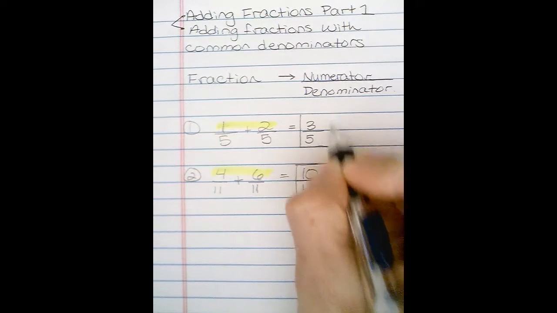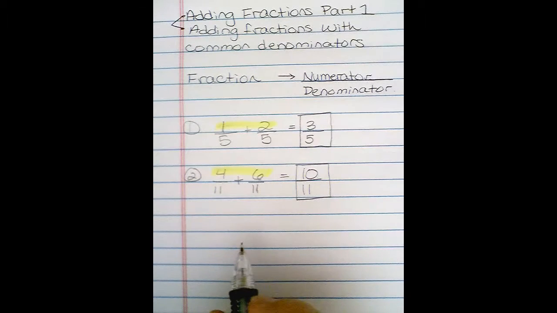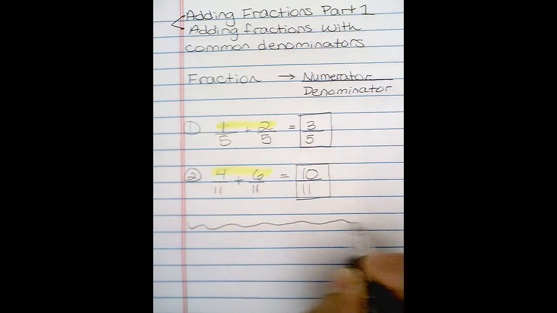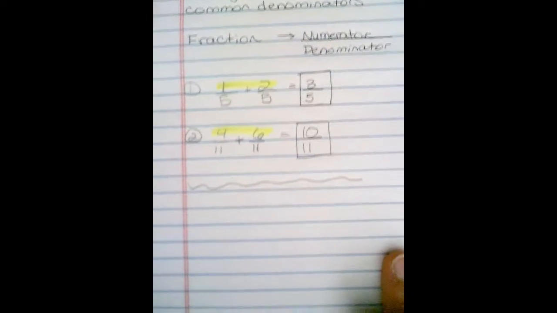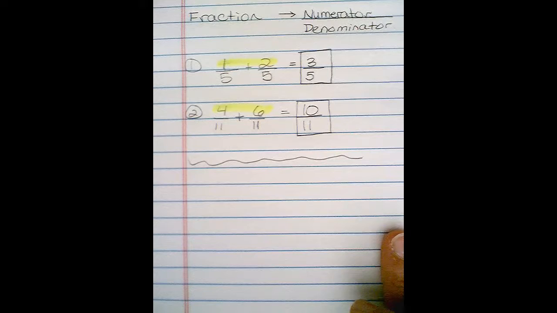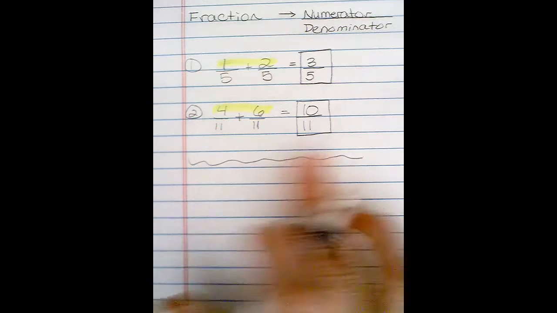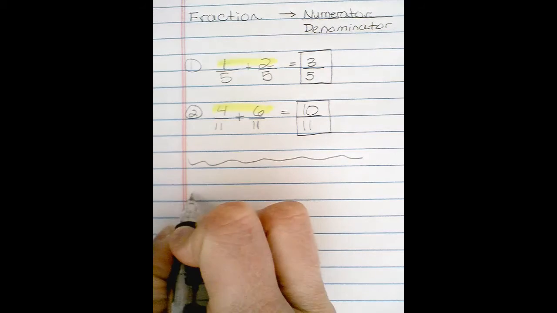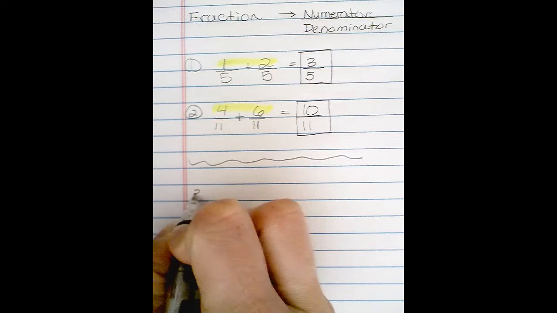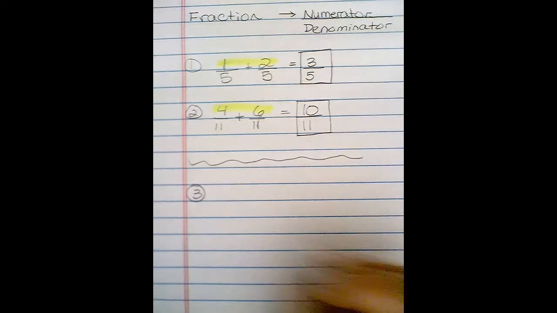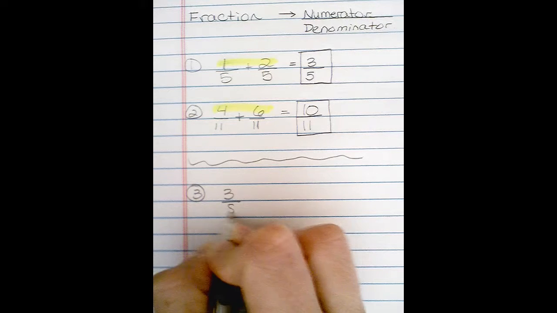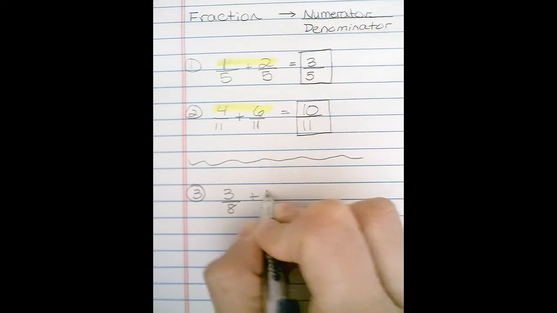Okay, so in some cases, the problems might get just a little bit more work. Alright, it's going to be completely the same structure, but there will be one more step that is included. Alright, problem number 3. We are going to add 3/8 plus 3/8.